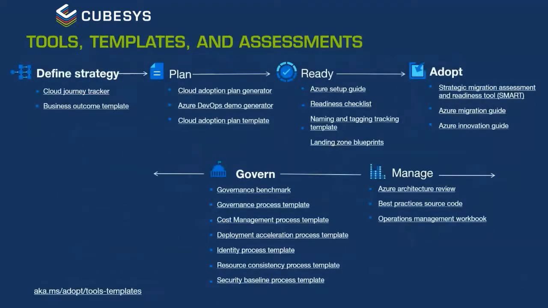I won't go too far into this one, but it's essentially just a breakdown of some of the templates you can look at for every part of those sections. And again, these slides will be shared, so you'll have access to all these links in here. But essentially, this is an area where you can look at, how do I define my strategy? And you can look at the cloud journey tracker or a business outcome template, which can help you present that defined strategy towards the rest of the business.